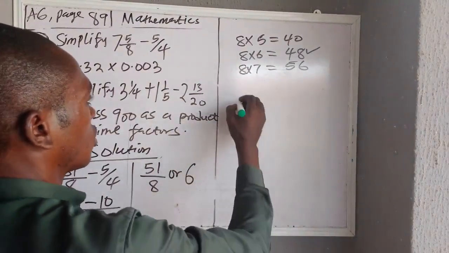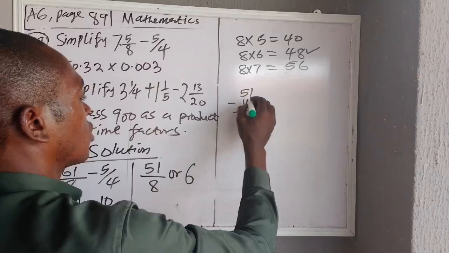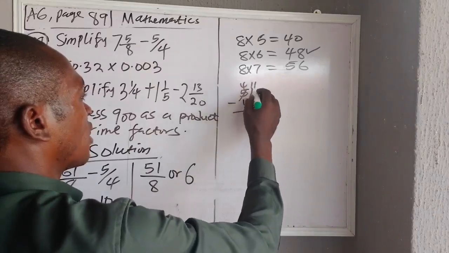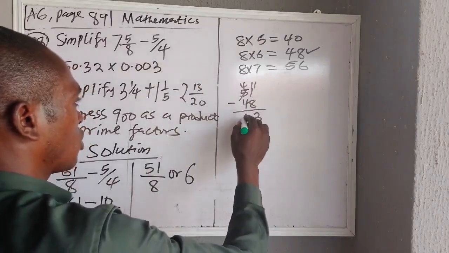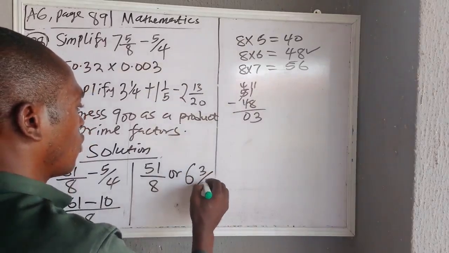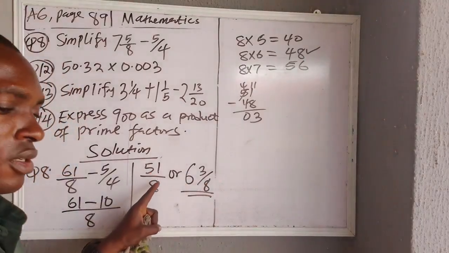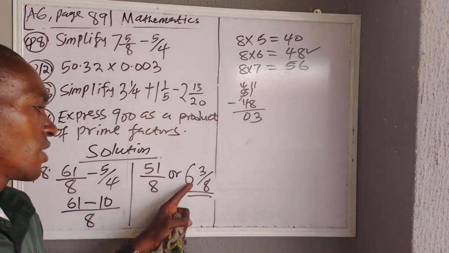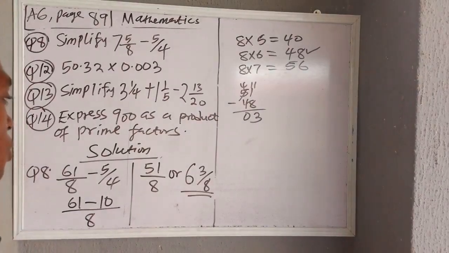Remember, you do 51 minus this 48. 1 minus 8 you borrow, here will be 4, here will be 11. 11 minus 8 is 3. 4 minus 4 is 0. So it will be 3 over 8. So it's either 51 over 8 or 6 whole number 3 over 8. That's your answer. Okay.